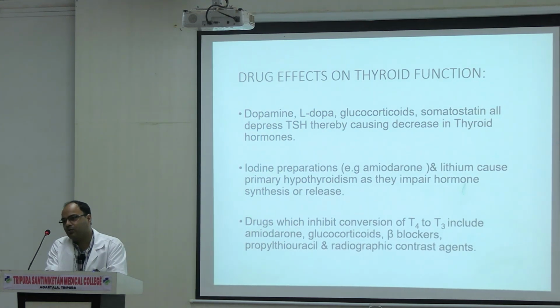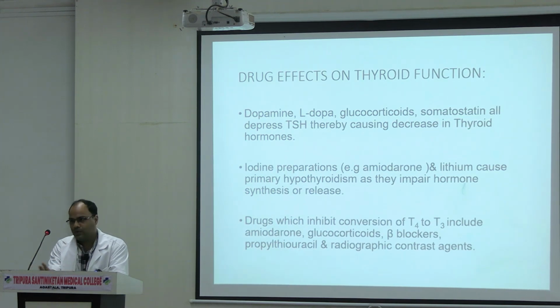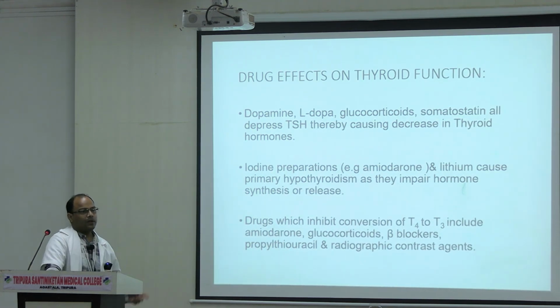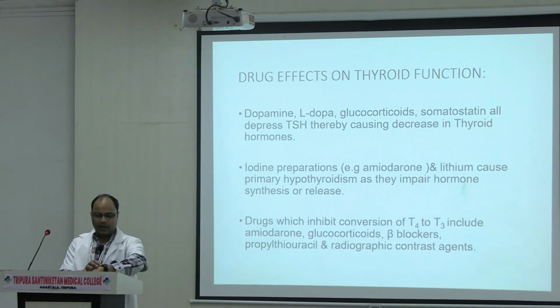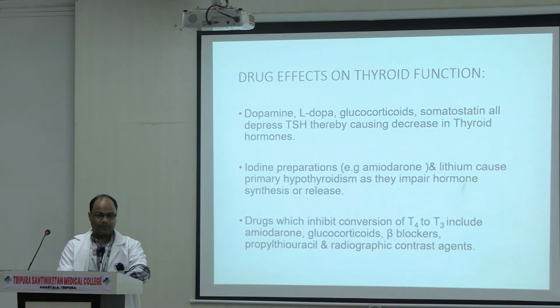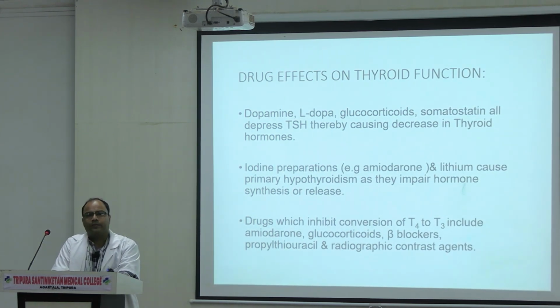In hyperthyroidism, we sometimes use a beta blocker. The function of the beta blocker is to inhibit peripheral conversion of T4 to T3. Okay. Sometimes psychiatric patients receive antipsychotic drugs like lithium, and we use thyroid function tests regularly.